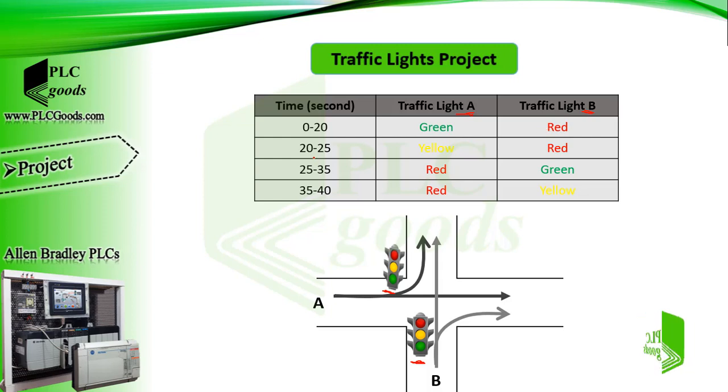Then, after 5 seconds, the yellow light will be on for A street. Cars at A street must be stopped behind the red light, and B street will be open for 10 seconds. After that, the yellow light of B street will be on for 5 seconds. Then this cycle will continue until a stop push button is pressed. So, the first step is using a timer to create the sequence.